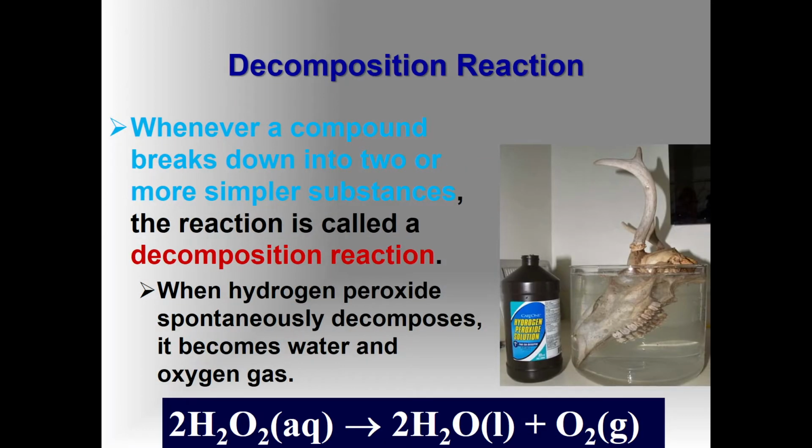Decomposition. Whenever a compound breaks down into 2 or more simpler substances, the reaction is called a decomposition reaction. When hydrogen peroxide spontaneously decomposes, it becomes water and oxygen gas. So we have hydrogen peroxide, and remember I told you before, UV light, if it hits it, can break it apart. And what we end up seeing is 2 hydrogen peroxide will break apart and make 2 molecules of water and 1 molecule of O2 gas.